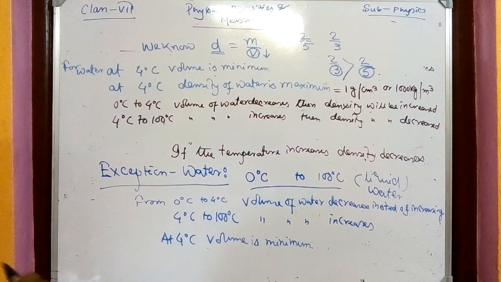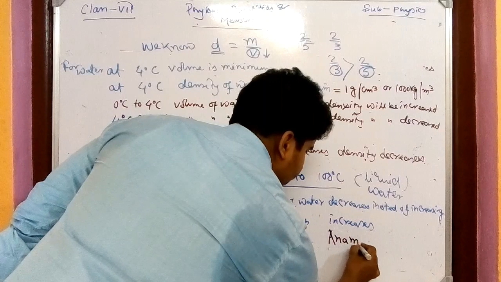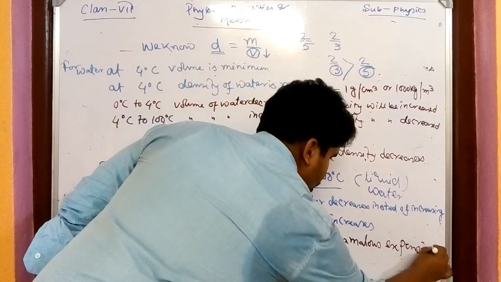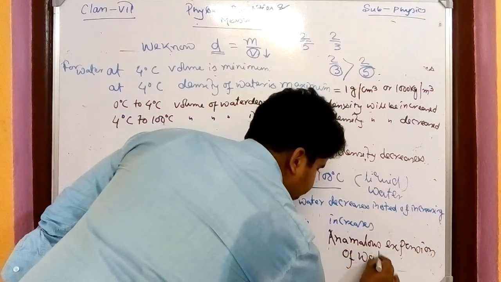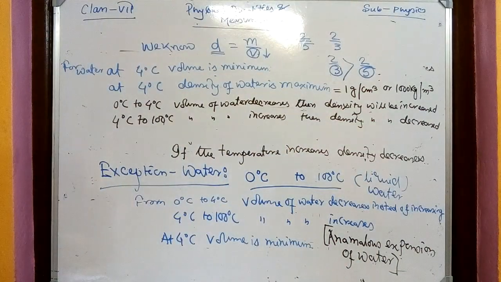This phenomenon, this decrease of volume from 0 degrees to 4 degrees centigrade, is known as anomalous expansion of water. It is a special name. It is an exception, so that's why it has a special name, anomalous expansion of water. Okay, so think about this.